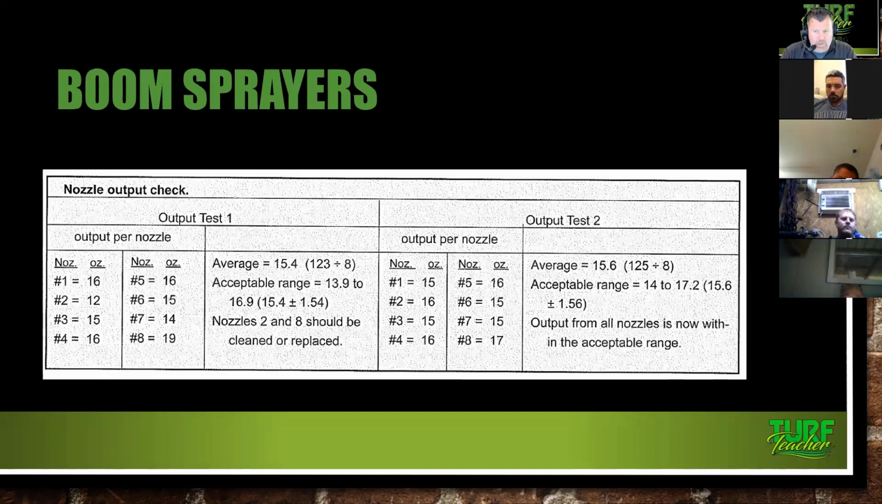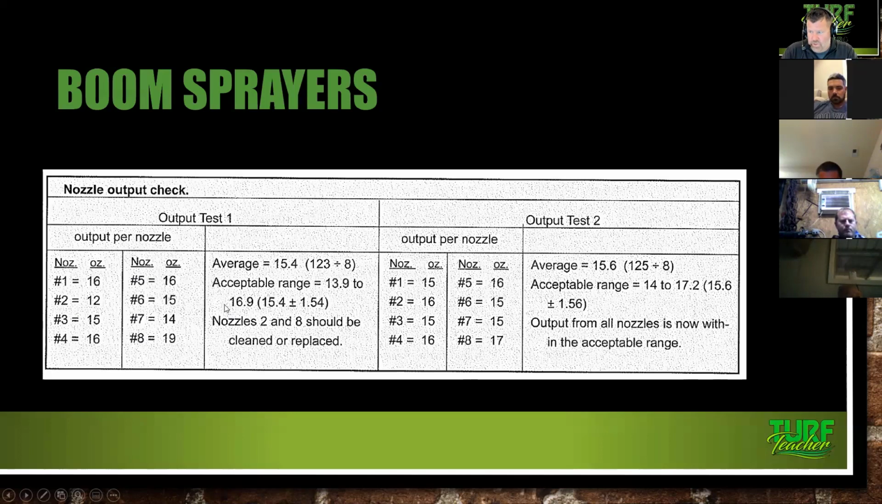And so we're going to look at a little test here. We got 2 output tests, and it looks like we've got an 8 nozzle sprayer. And so we sprayed them in there for 20 seconds. The average is 15.4. So we've got 16 coming out of nozzle 1, 12 out of number 2, 3 is 15, 4 is 16, 5, 16, 6, 15, 7 is 14, and 8 is 19. So you can tell, you know, from 12 to 19, that's a big difference. But we're going to average these.